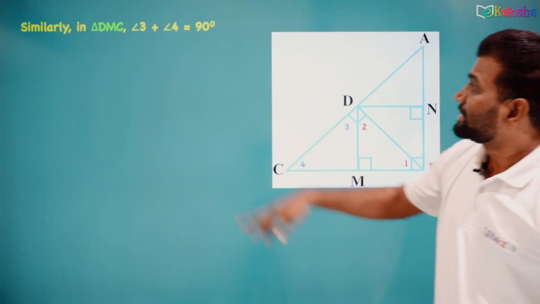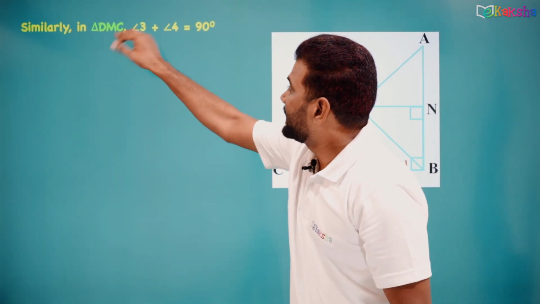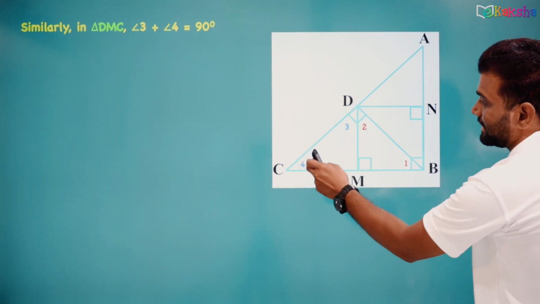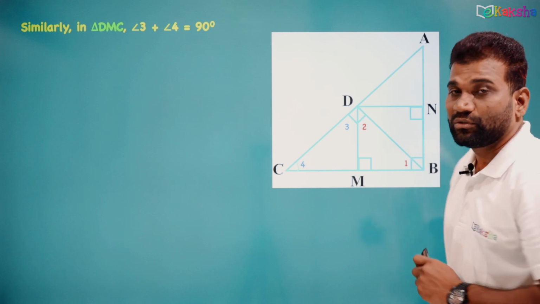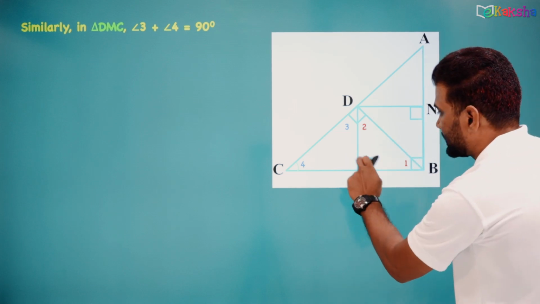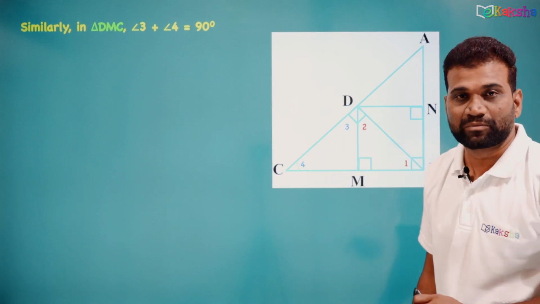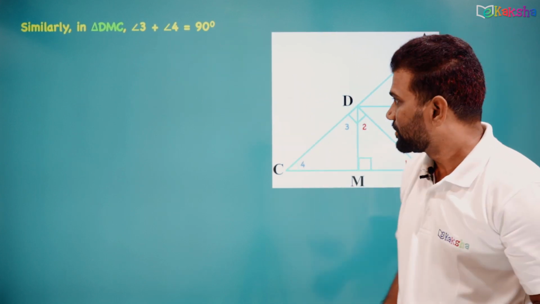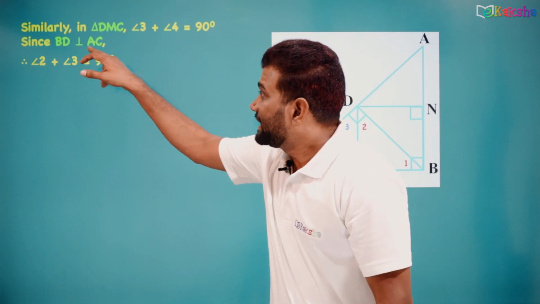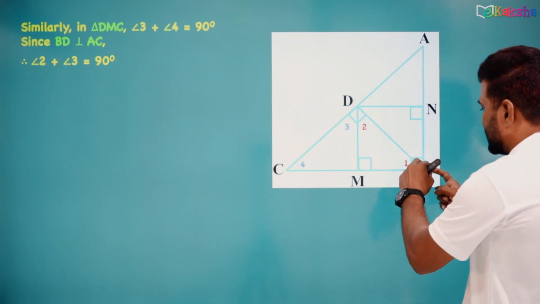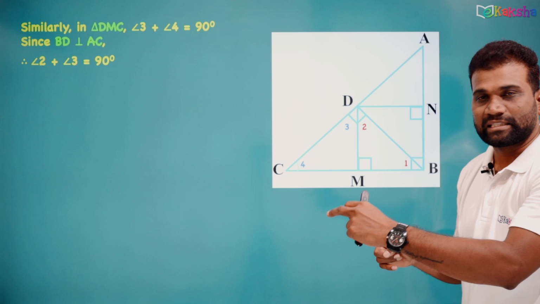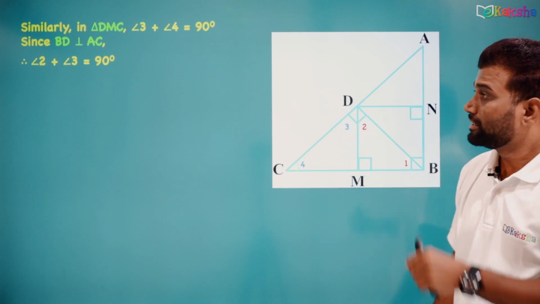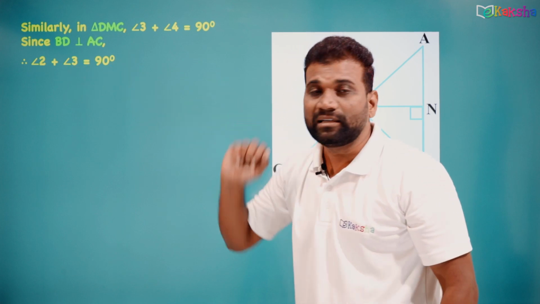Now similarly, in triangle DMC, consider this right angle triangle. Again we can say angle 3 plus angle 4 equals 90 degrees, since it is a right angle triangle and the remaining two angles must sum to 90 degrees. Since BD is perpendicular to AC, which is given, angle 2 plus angle 3 together is 90 degrees.